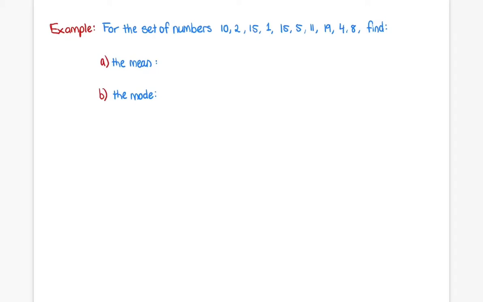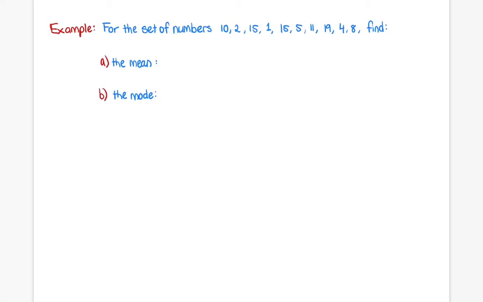This is for week 9, which is measures of centre, which means mean, median, mode, and outliers, I believe we're looking at as well. Okay, so what we've got is, for the set of numbers 10, 2, 15, 1, 15, 5, 11, 19, 4, and 8, find the mean and the mode.